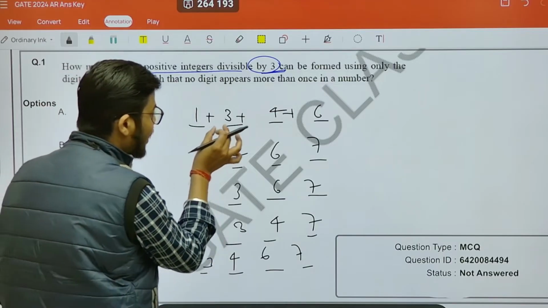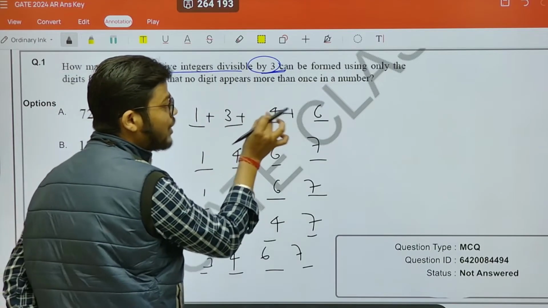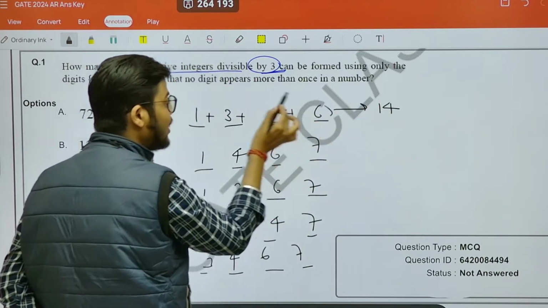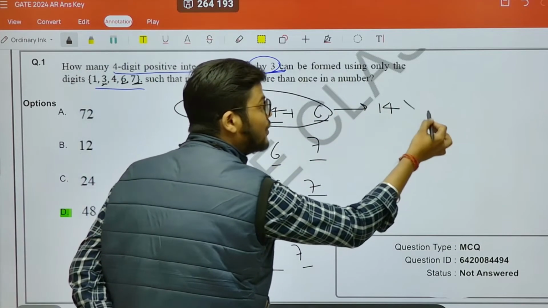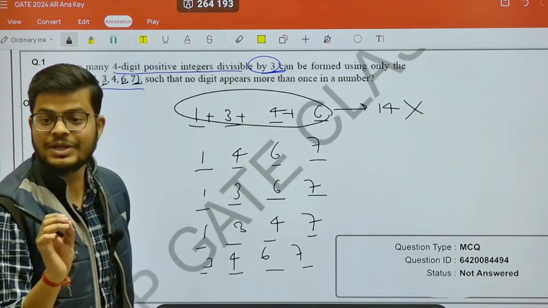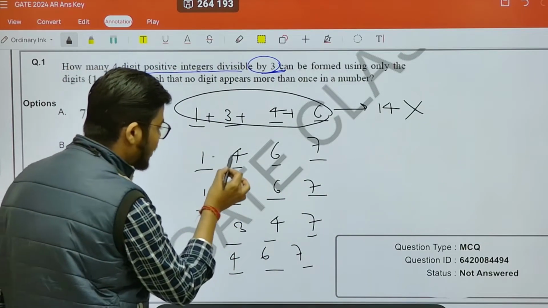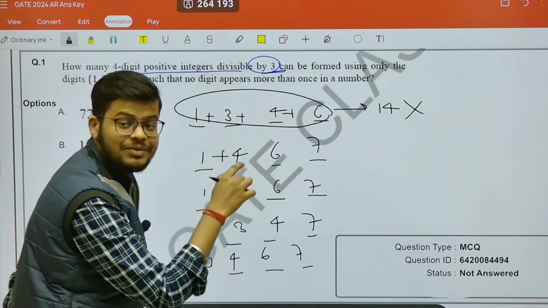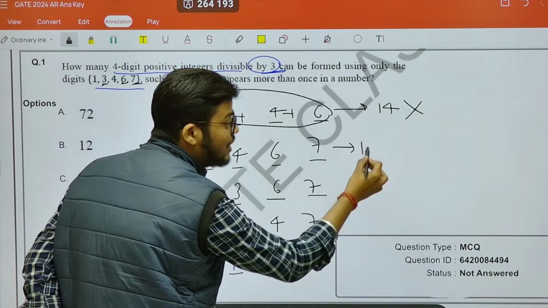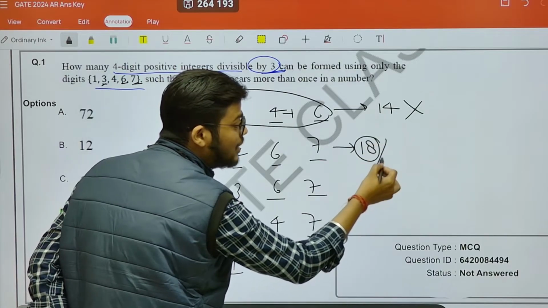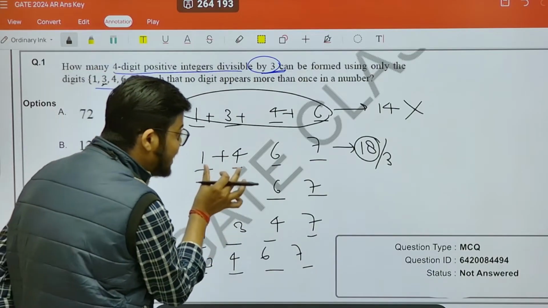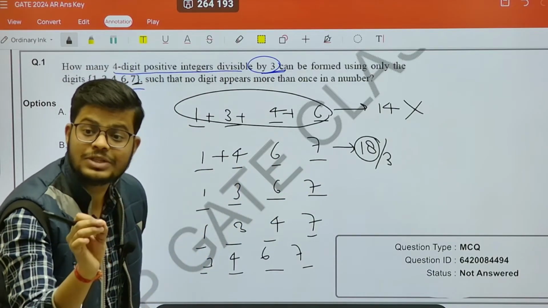Once we add this: 3 plus 1 is 4, plus 4 is 8, plus 6 is 14. 14 is not divisible by 3. That means any combination of these digits will not be divisible by 3. This possibility is rejected. In the second case, 1 plus 3 is 5, 5 plus 6 is 11, and 11 plus 7 is 18. This 18 is divisible by 3, so all the combinations made from these digits will also be divisible by 3.